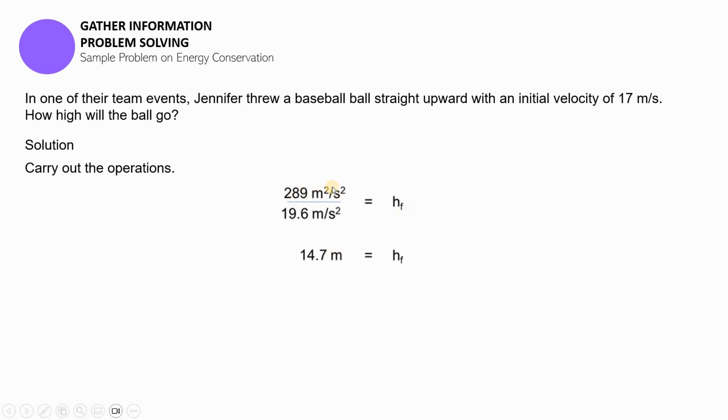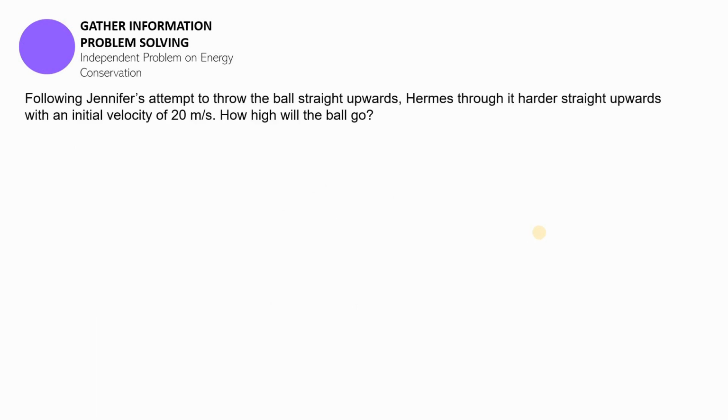Now when you divide 289 by 19.6, what you get is 14.7 meters, and that is the maximum height reached by the ball. Right, it's quite easy, isn't it? It's easier. Now it's your turn. Go over this problem and, of course, solve for the missing factor.